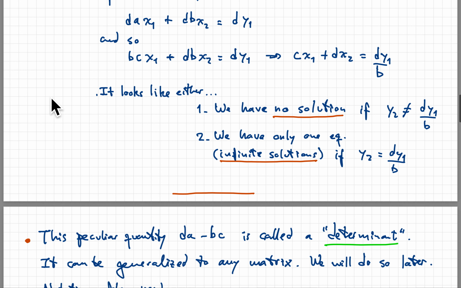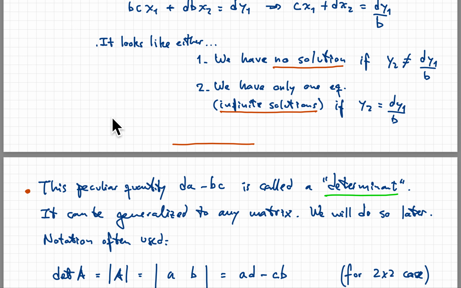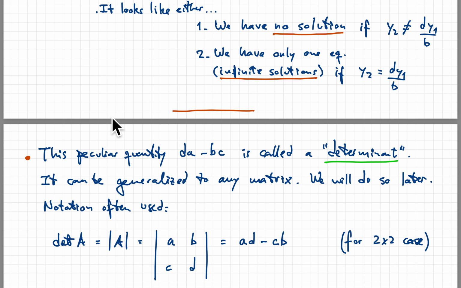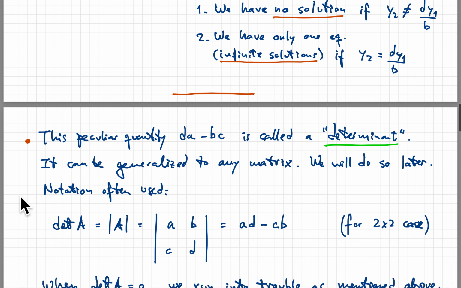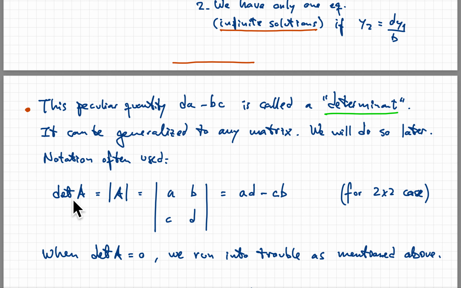Now, this peculiar quantity, ad minus bc, is called a determinant. In this case, it's a determinant of a 2x2 matrix, and it can be generalized to any matrix. We'll do that later. In general, we use the notation det A to denote the determinant of A. Sometimes we use parallel bars around the matrix, like this, to say that we're interested in this determinant, to denote the determinant of this matrix a, b, c, d. And the determinant is then calculated in this way, ad minus bc.